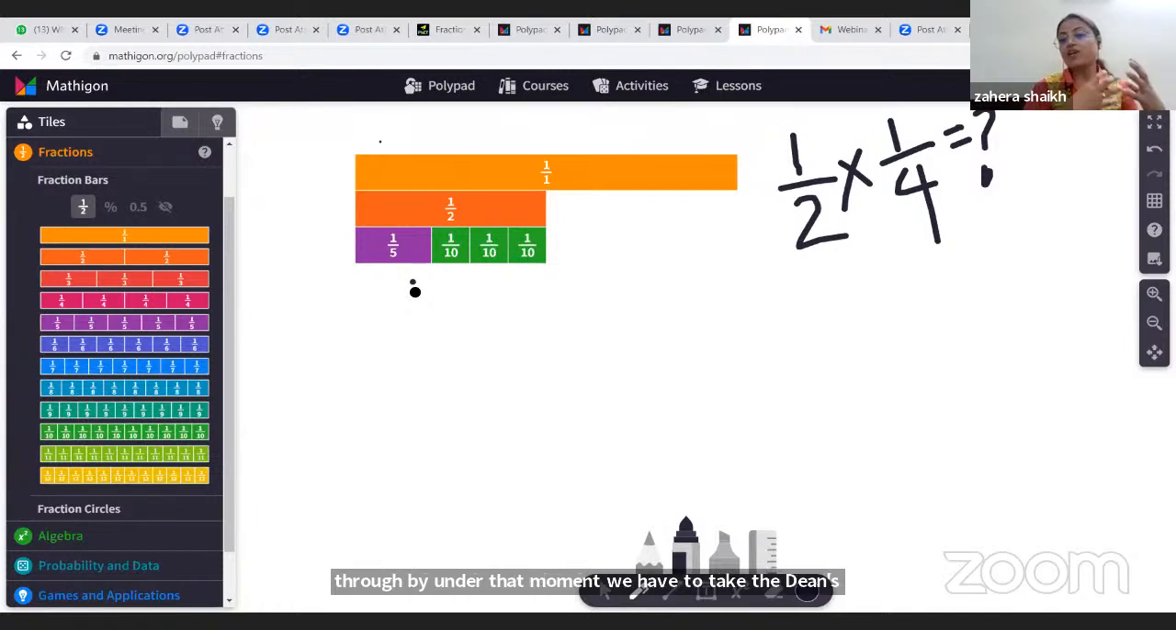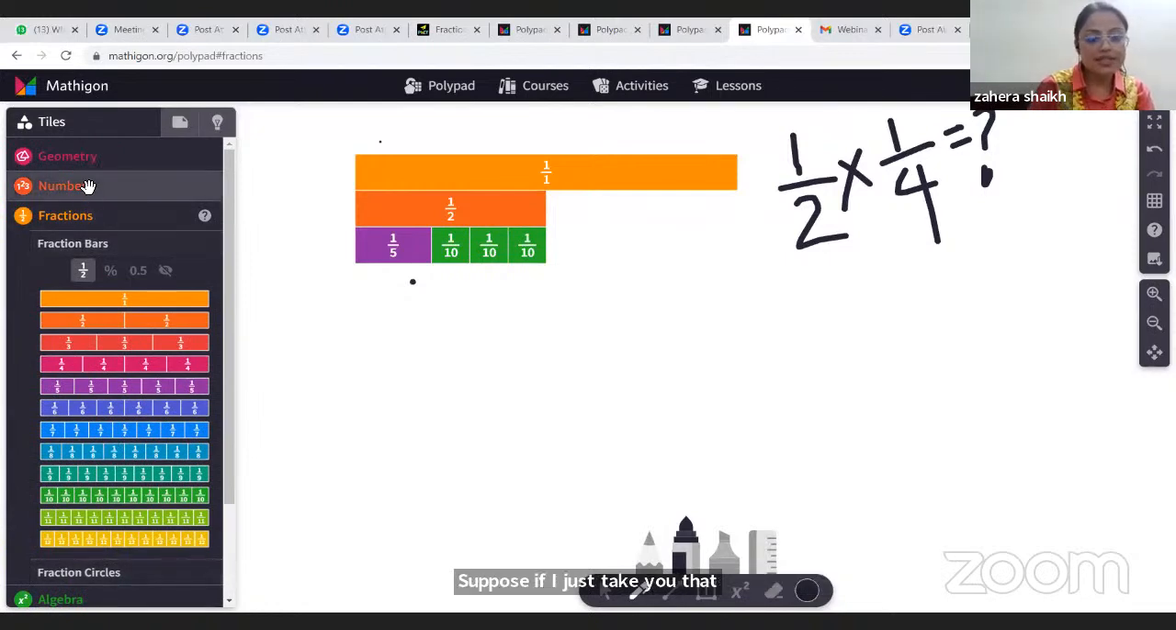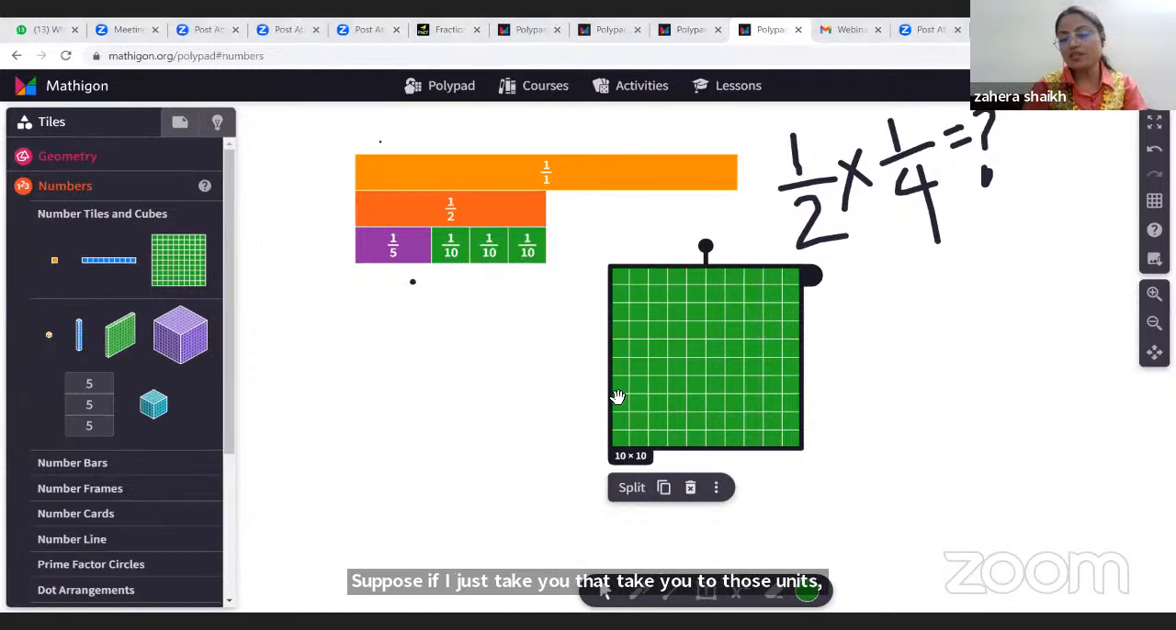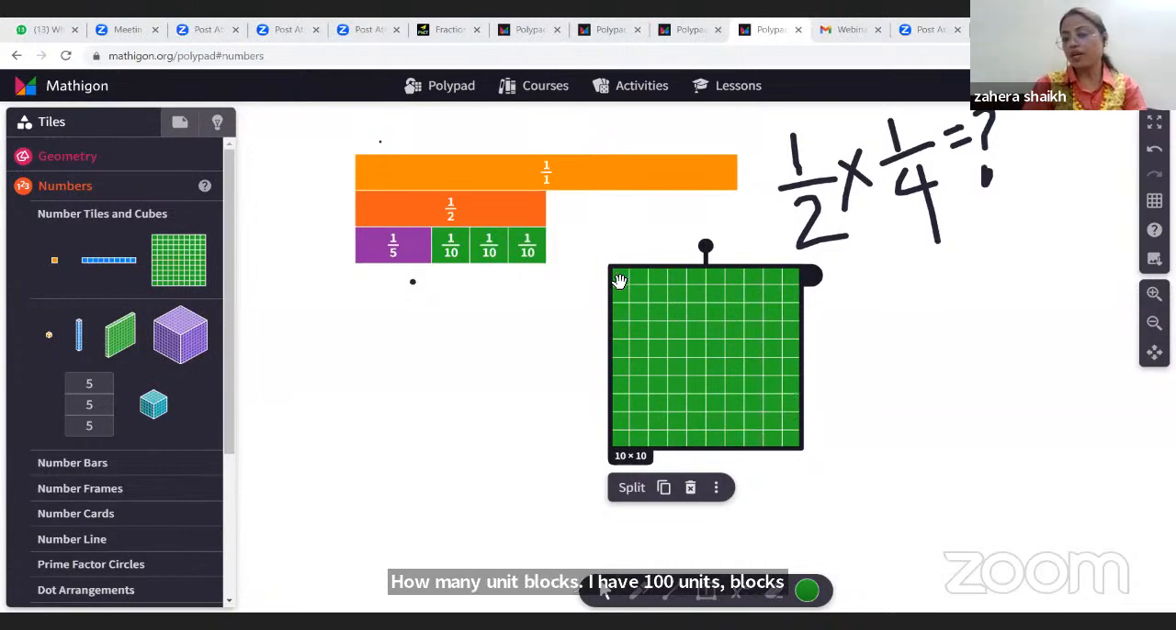The Dienes blocks that we have learned as a whole, then we have to represent that whole into fractions, right? So I can represent big numbers using the Dienes blocks. If I consider this square as a whole, how many unit blocks do I have? I have 100 unit blocks, right? So one unit block is nothing but 1 by 100 for me. If I break these 100 blocks into tens, this one rod is nothing but 1 by 10 for me. And at that moment we are going to use the Dienes blocks with the bigger numbers.